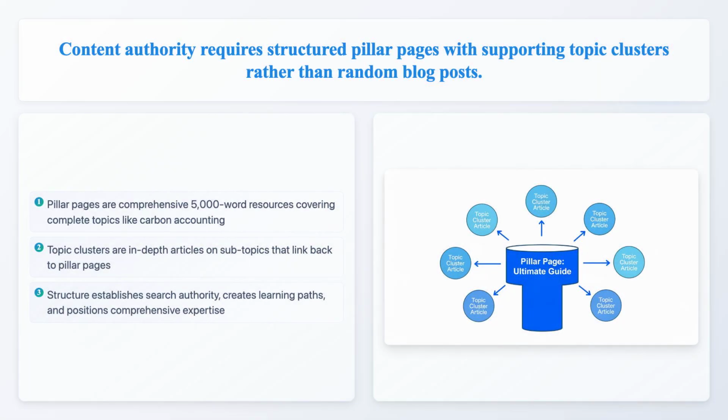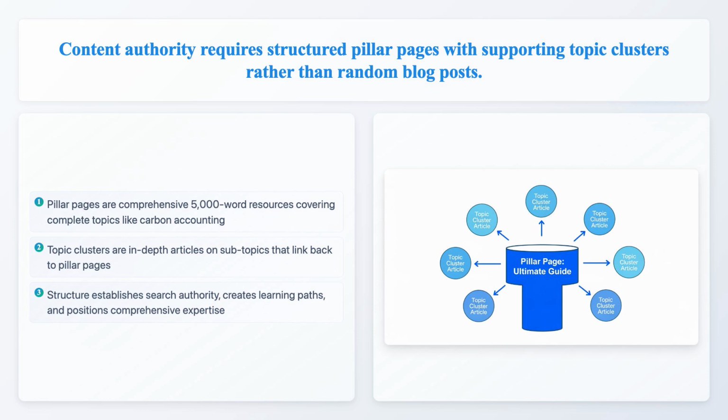The foundation of content authority is structure, not volume. We're going to build pillar pages surrounded by topic clusters. A pillar page is a comprehensive resource on a core topic. Think the ultimate guide to carbon accounting or complete SEC climate disclosure handbook. This isn't a blog post. It's a 5,000-word definitive resource that covers everything a prospect needs to know about that topic.